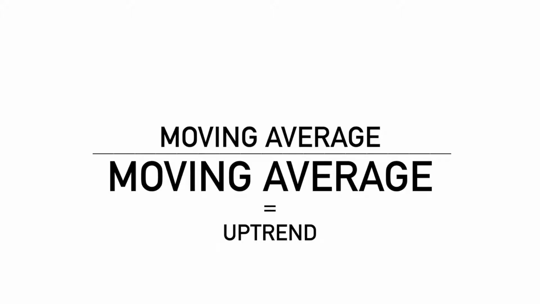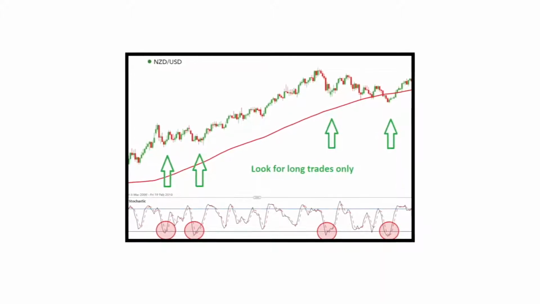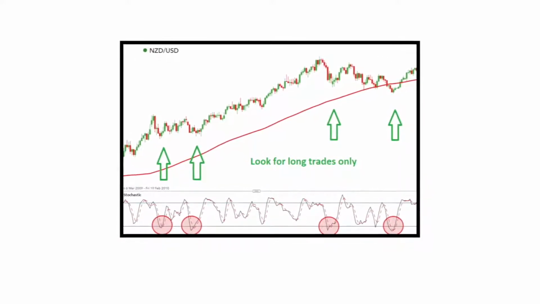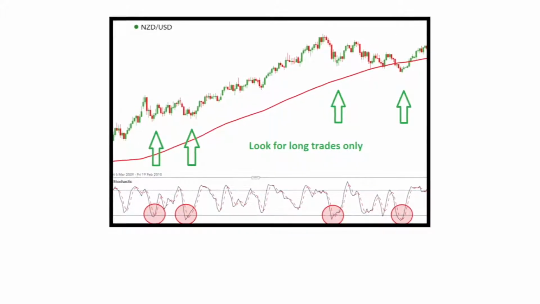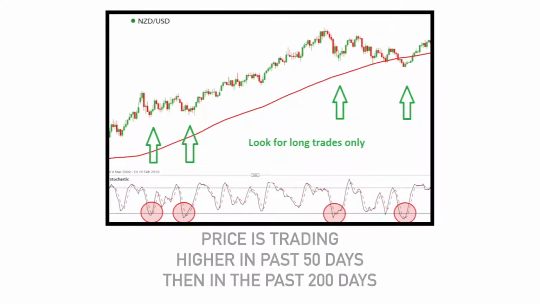Another way to see if the stock is trending is when a bigger moving average is below a smaller moving average. This can show an uptrend, and vice versa. This is because the 200-day moving average takes into account the past 200 trading days. So if the 200-day moving average is below the 50-day moving average, this means that the price has been trading higher over the past 50 days than it has over the past 200 days, meaning that the stock has been going higher recently than it was in the past, hence the uptrend.